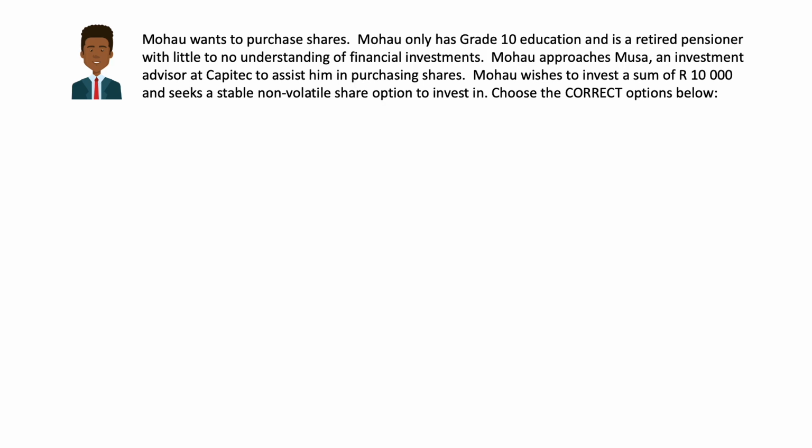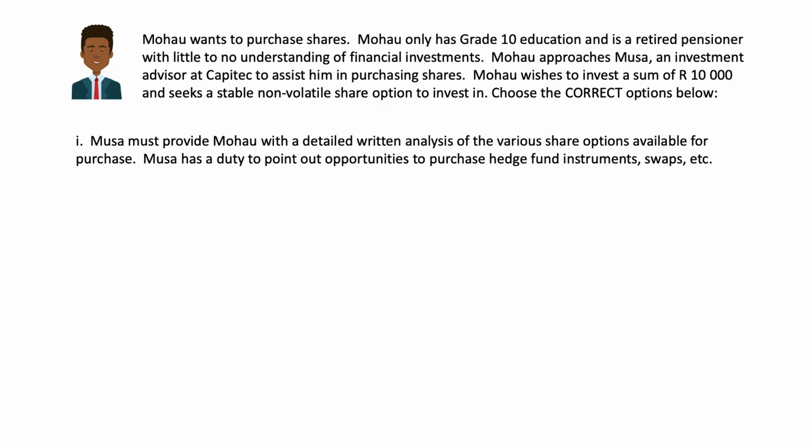Choose the correct options below. 1. Musa must provide Mohau with a detailed written analysis of the various share options available for purchase. Musa has a duty to point out opportunities to purchase hedge fund instruments, swaps, etc. 2. Musa must establish Mohau's financial situation and financial experience.